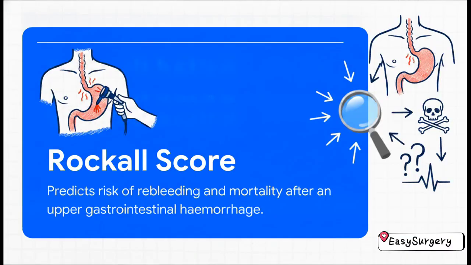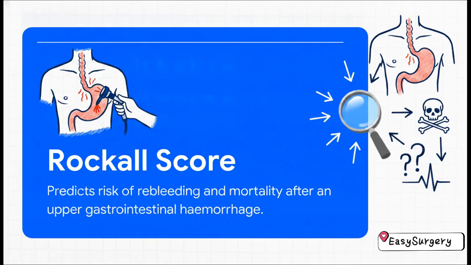So let's get our definition straight right off the bat. The Rockall score is this absolutely essential scoring system used for one specific, highly dangerous clinical scenario, an upper gastrointestinal hemorrhage. When a patient comes in vomiting blood or passing melena, those dark, tarry stools, our biggest concerns are basically twofold. One, are they going to bleed again? And two, what's the risk of dying? The Rockall score predicts exactly those two things, the risk of rebleeding and the risk of mortality.